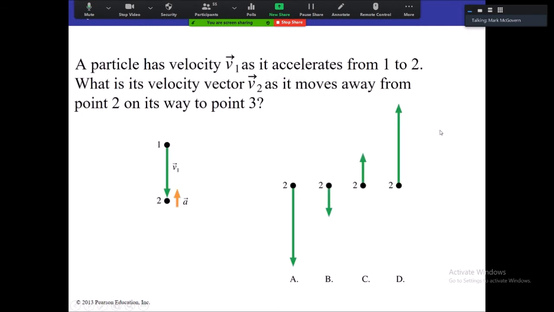Question for you. A particle has a velocity v1 as it accelerates from 1 to 2. What would the velocity vector be as it moves away from point 2 on its way to point 3? So point 3 is somewhere further down. So with this initial velocity vector and this acceleration vector, what do you think the next vector should look like? What do you think? So again, what I was saying here is I'm going to draw a vector after 2. But what should it look like?